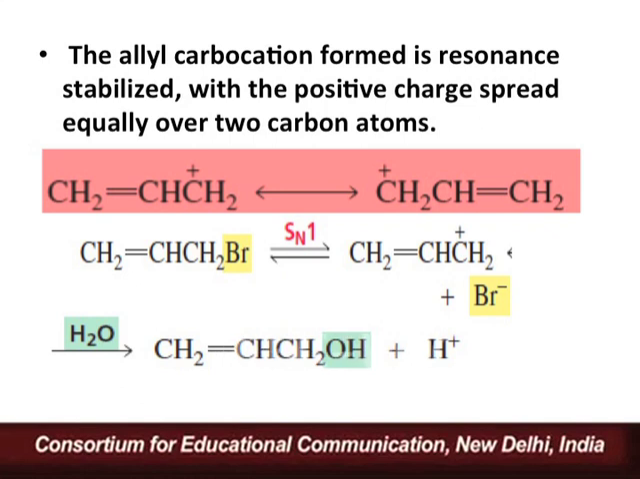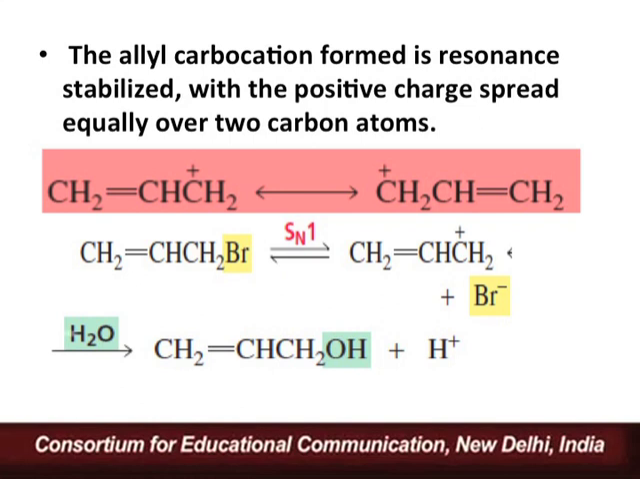As you can see, allyl bromide ionizes to give an allyl carbocation, which is stabilized due to interaction between the pi electrons and the positive charge on carbon, as a result of which we get a second resonating structure or contributing structure. In this case, both the contributing structures are equivalent, that is, they are mirror images of each other.